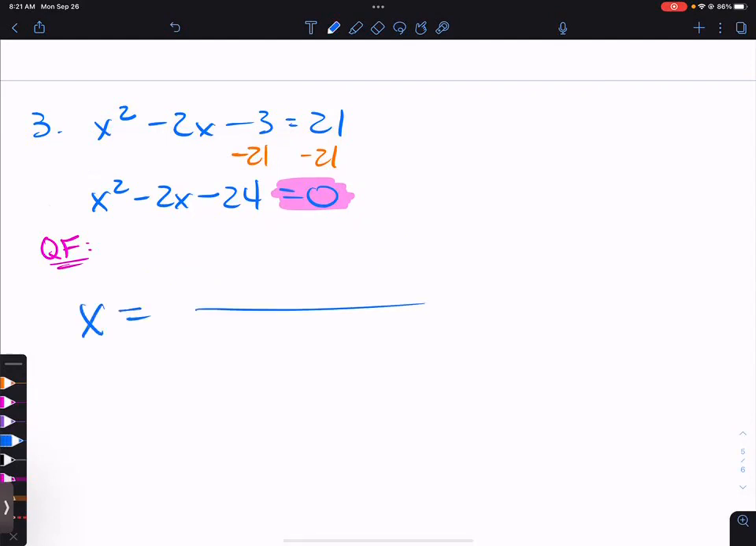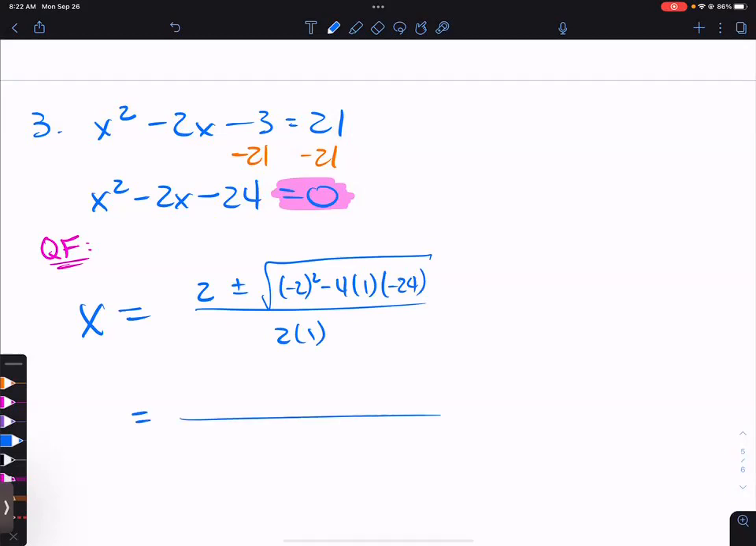Negative b, so the opposite of b would be 2, plus or minus the square root of b squared minus 4ac over 2a. Again, just one more time, my advice: write down the setup for the quadratic formula. Don't go straight to the calculator, because if you do and something goes wrong, I can't figure out where you went wrong.